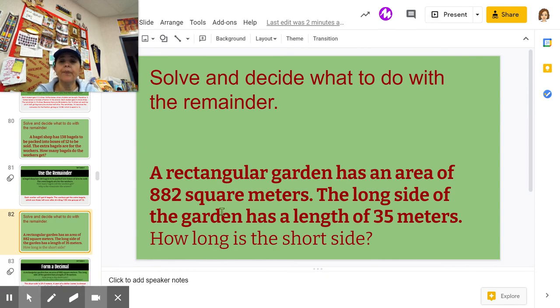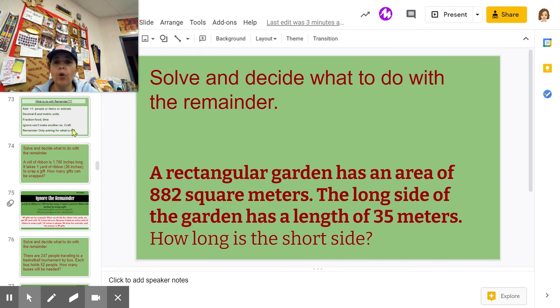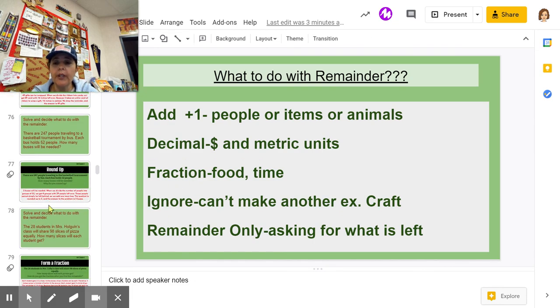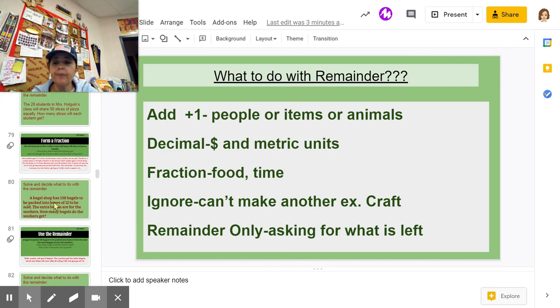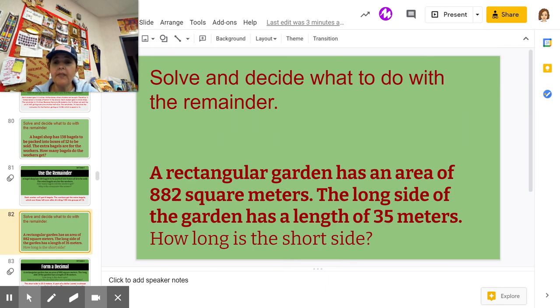Okay, let's take a look at this one. What are we going to do with the remainder? A rectangular garden has an area of 882 square meters. The long side of the garden has a length of 35 meters. How long is the short side? So how long is the short side? Are we going to add one more? Are we going to make it into a decimal? Is it going to be a fraction? Are we going to ignore it, or is it going to be remainder only? So think about what we're going to do with it. Pause the video, read it, figure out what we're going to do with the remainder, and then come back to me.